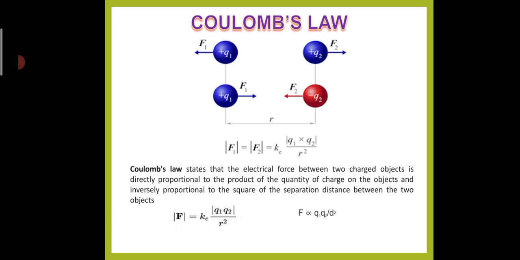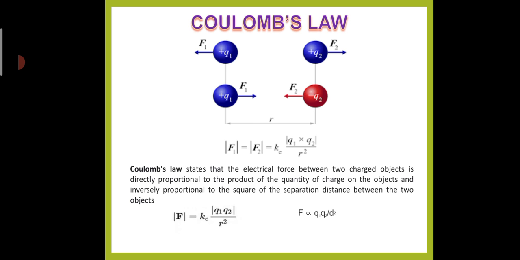We shall use throughout this theory the value of 10 raised to minus 9 by 36 pi for epsilon 0, because by using this value the two pi's in the expression of F get cancelled, which simplifies the calculations. So F equal to Q1 into Q2 divided by 4 pi epsilon 0 R square, and its unit is Newton.